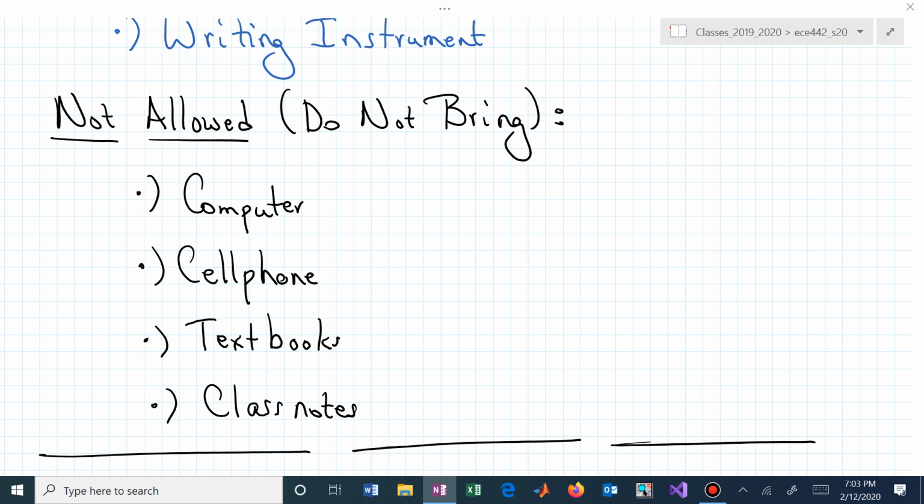You're not allowed a computer, you're not allowed your cell phone, you're not allowed a textbook, and you're not allowed class notes. You have 1 page of notes.